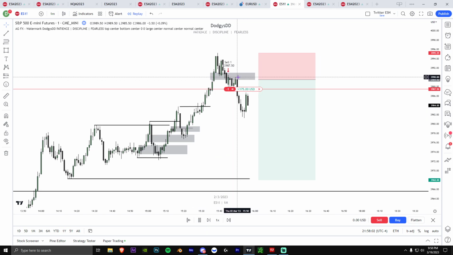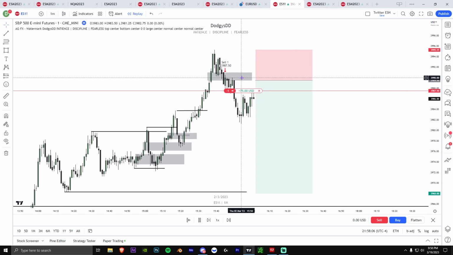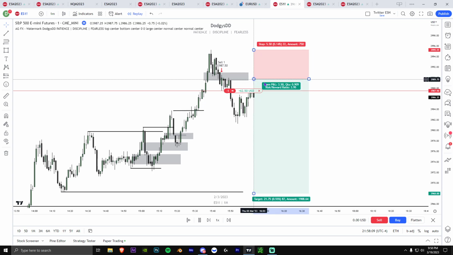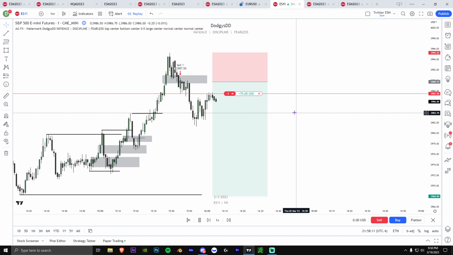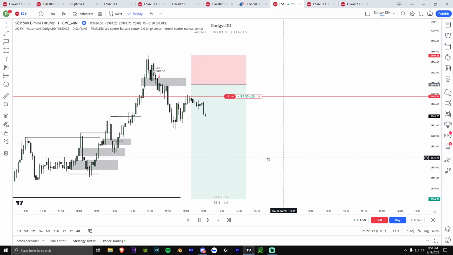And my stop break even is up here. It's not where this actually is right here. Okay, this is not my actual stop. My stop's up here. So if we go back up here, this is my stop. Just speed this up real quick.